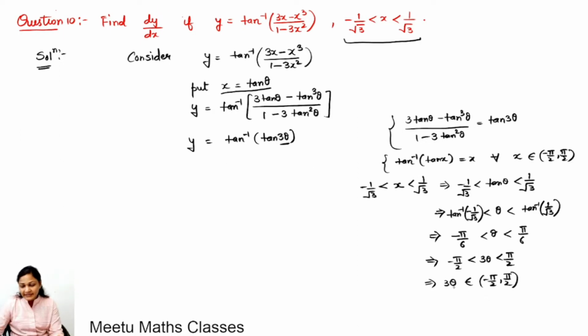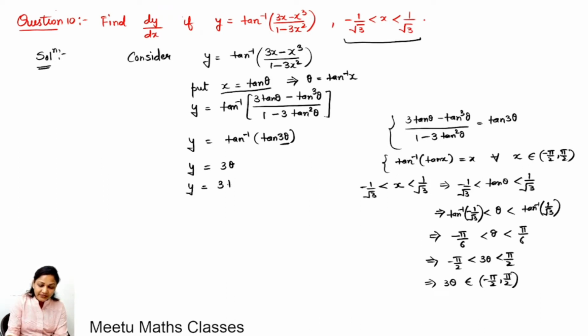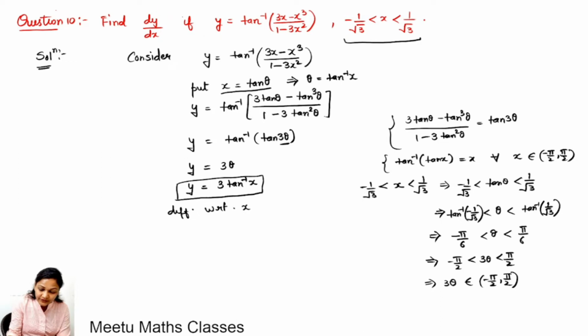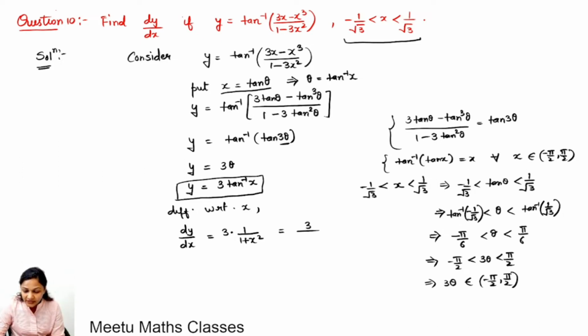So hence this function is invertible, and we can write this as equals to 3 theta. Now we are going to replace theta by tan inverse of x. So your y will become 3 tan inverse of x. So this is your function in simplified form. Now we are going to differentiate this function with respect to x. We get dy by dx is equals to 3 into the derivative of tan inverse x, which is 1 upon 1 plus x square. So your answer is 3 upon 1 plus x square.